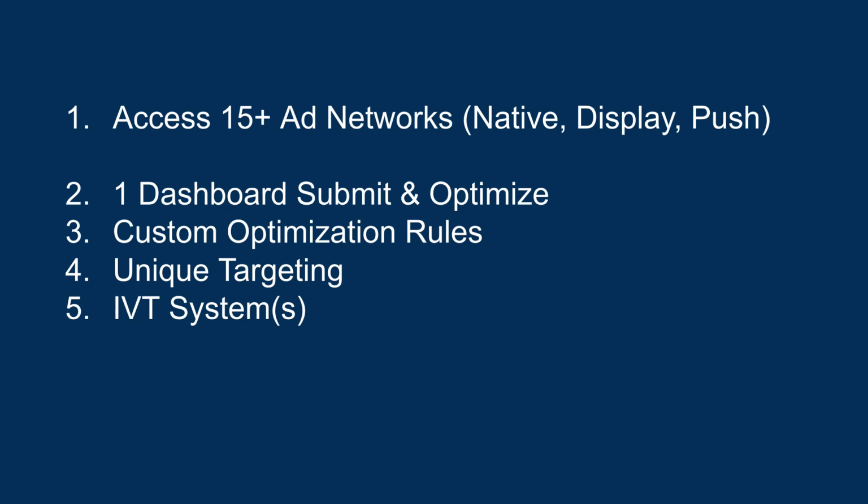Next, you'll get custom optimization rules. So you can set different rules of how you want to optimize the campaign. For instance, you could set it to run on a CPA basis, and then you set your conversions in the platform as well. So the system will go out and optimize towards your CPA goals.